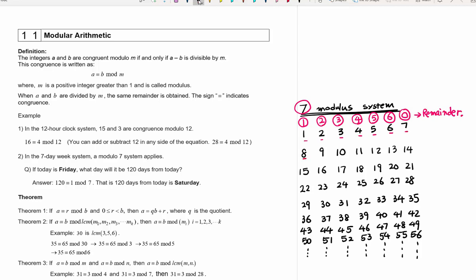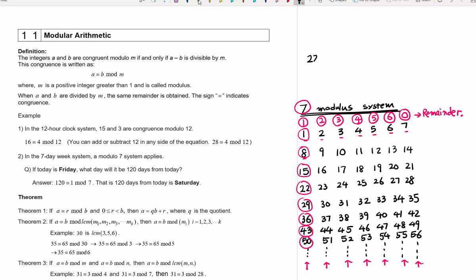This one has the same column numbers. There are seven columns. In column one, all of these numbers, 1, 8, 15, 22, 29, 36, 43, 50, are all congruent, we said. You put two numbers in case.